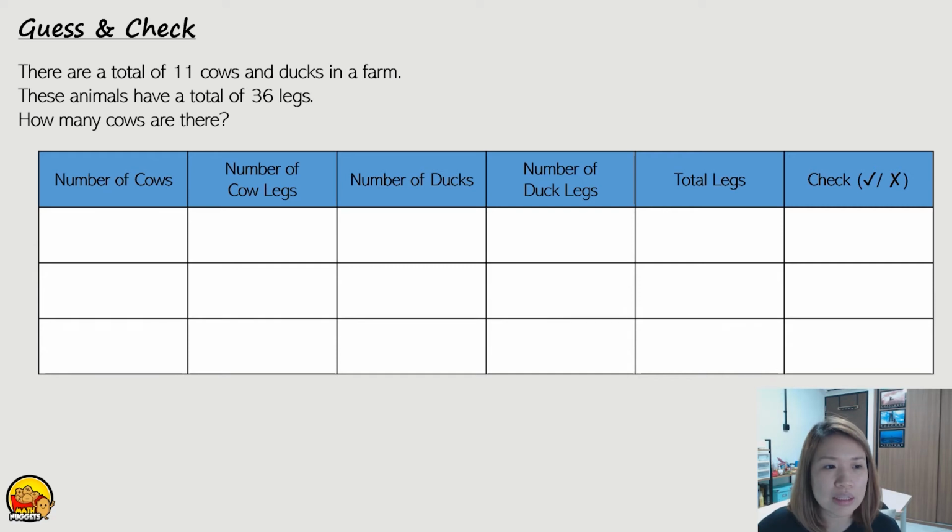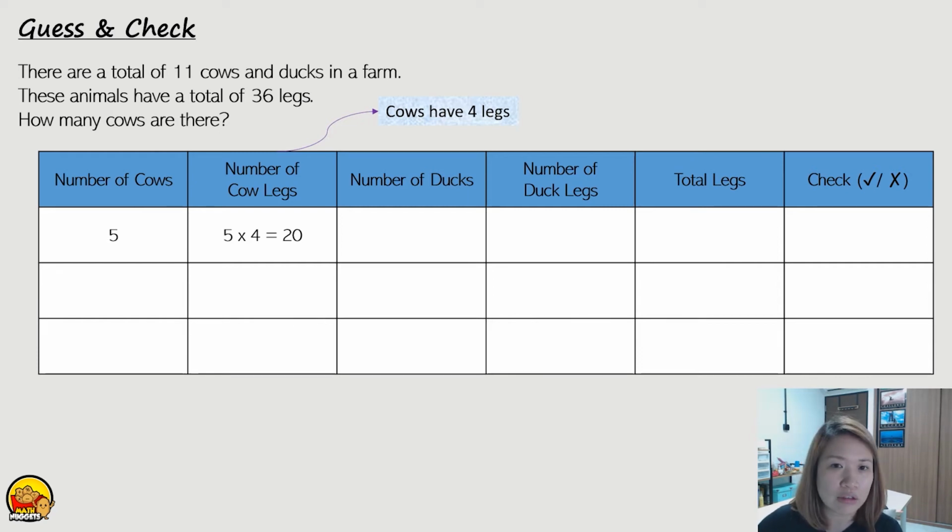So since the total would be 11 animals, let's split them into half. 11 is not divisible by 2, but it's 5 and 6. So let me guess that there are 5 cows. So there are 5 cows, 1 cow, 4 legs, right? So how many legs would belong to those cows? 5 cows times 4, total of 20 legs.